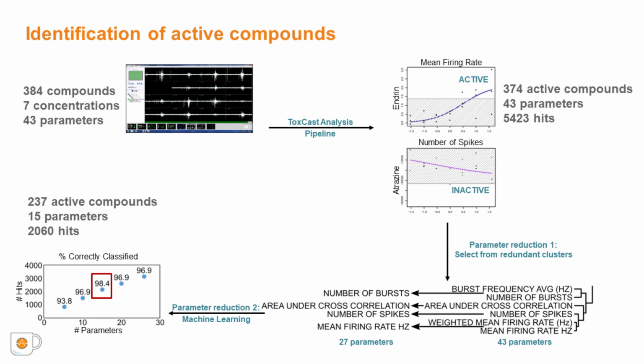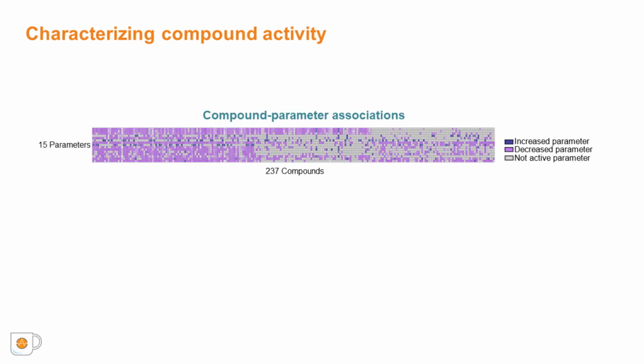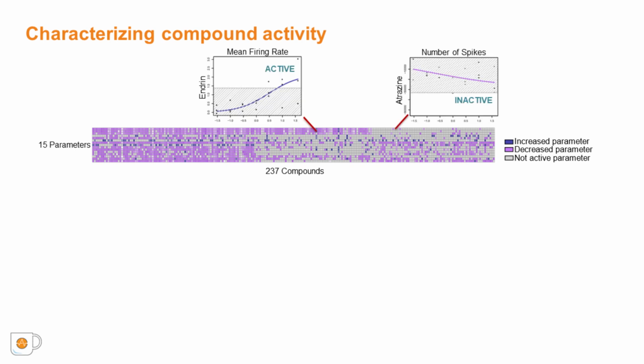Next, we were interested in analyzing the active compounds and their activity patterns. This figure shows the final data set of compound parameter associations. The active compounds are the columns, and the top parameters we just identified are the rows. Each point is an association whose activity was determined from the concentration response curves.